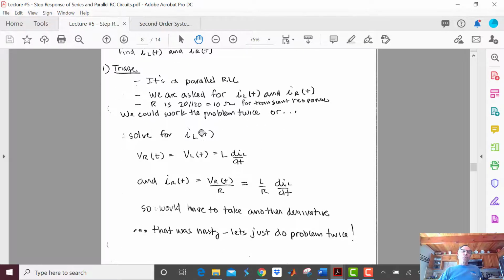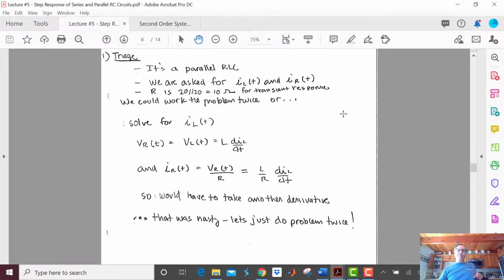And you notice if I wanted to do what I did last time, I could solve for I sub L, and then I could get the resistor voltage is just going to be the same as the inductor voltage, which is L di dt. And so the resistor current would just be the resistor voltage divided by R. So I could do this by taking a derivative as we did last time. But that was nasty, so let's just do it twice. But I encourage you, it actually turns out on this problem it's pretty easy. I encourage you, go back and do this. Make sure you're good with this and you can do it.